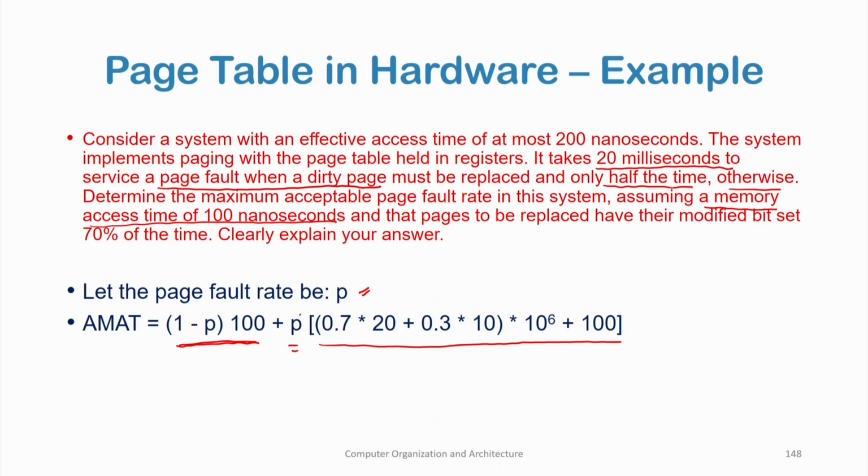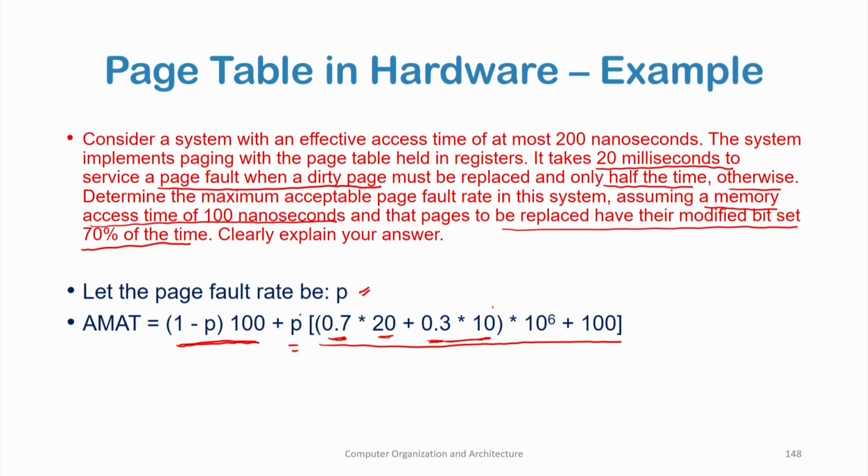However, if the page is dirty, that means I have to write back the page. I find the page which must be replaced, I write it back, and in the page frame corresponding to this page, I bring the new page in. That takes 20 milliseconds. And we said that pages to be replaced have their modified bit, that means the dirty bit, set 70% of the time. When I have a page fault, 70% of the time I require 20 milliseconds, and the remaining 30% of the time I only require 10 milliseconds, because in this case the page is not dirty.